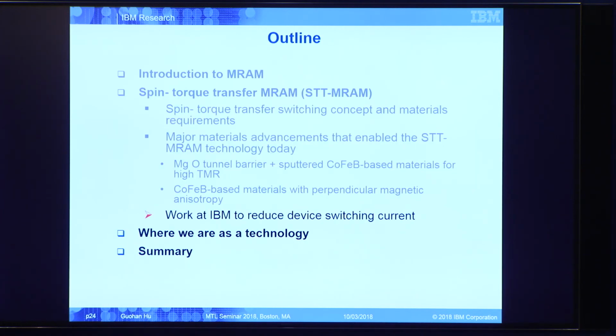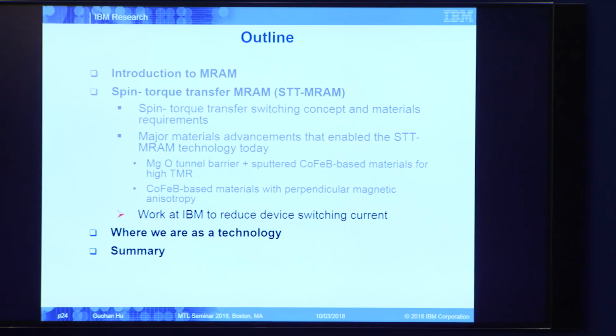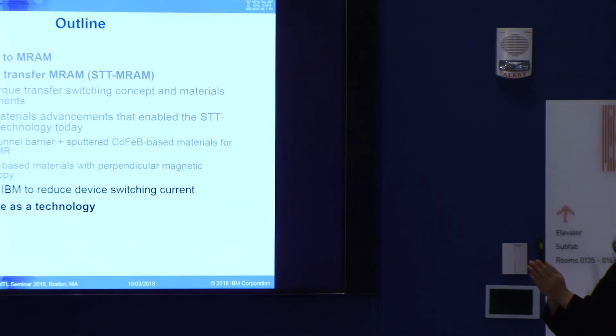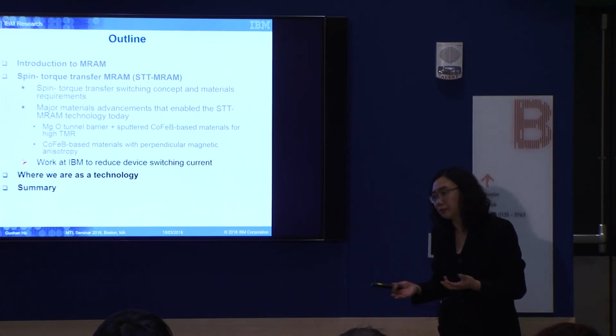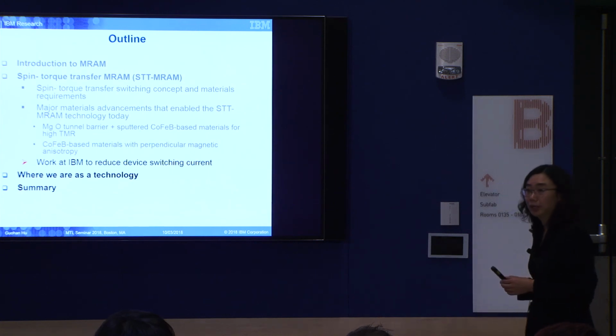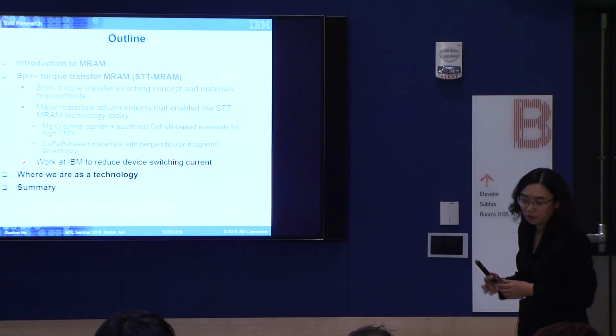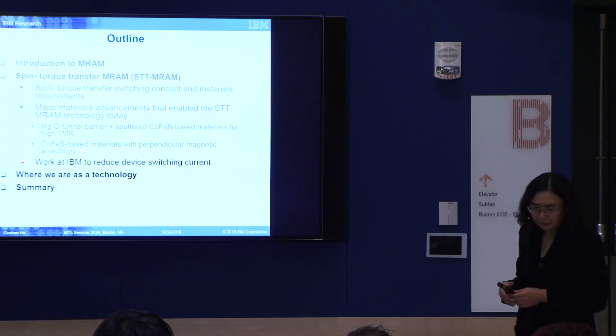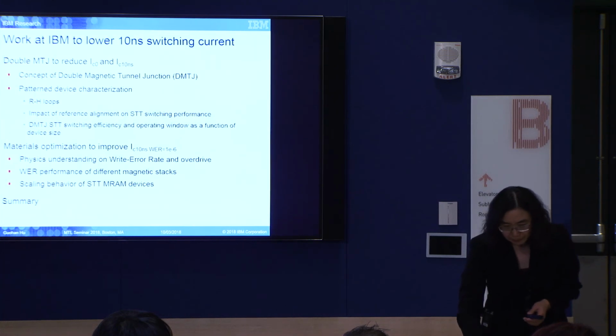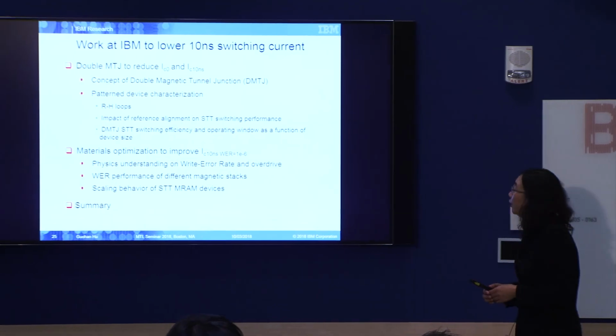So now let me move on to some of the work we did at IBM, trying to reduce the device switching current. As I mentioned earlier, at IBM, for 10 years, our focus has always been fast switching and also lower switching current. Because for us, we need an embedded solution to replace, for example, embedded DRAM, and we need this high speed. So that has always been the goal for us. I will show you what we have done. I'll give you two examples of the research work. These are the two I'm going to show you in the following slides.